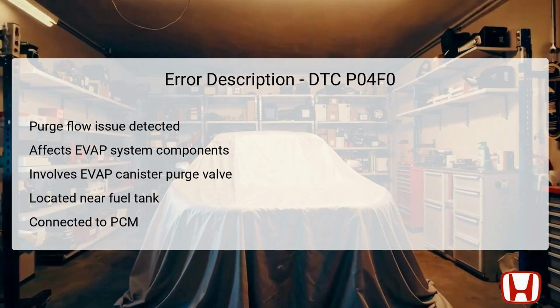The main components involved include the EVAP canister purge valve, which is primarily located close to the fuel tank and is responsible for allowing vapors to flow into the engine for combustion. The improper operation can lead to elevated emissions, making it vital to diagnose and rectify the fault accurately. Understanding the role of each component and their relationships within the assembly will provide valuable insights into rectifying the error.